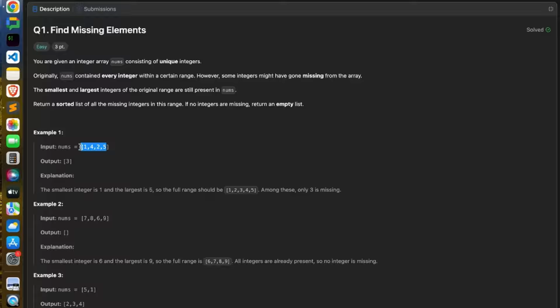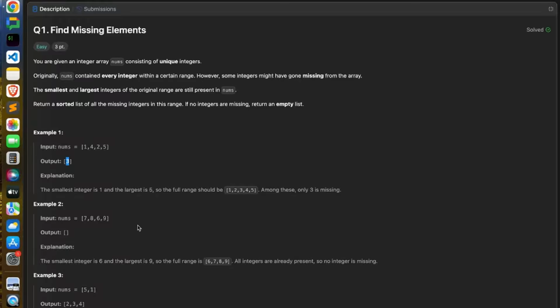For example, here the minimum number is 1 and the max number is 5, which means all the numbers from 1 to 5 are supposed to be present, but 3 is not present, right? 1, 2, 3, 3 is missing, 4 and 5 are anyway there. And we also know that the smallest and the largest will always be present, which means we can also iterate from L plus 1 to R minus 1, because L and R will always be present. So from 2 to 4, only 3 is missing.